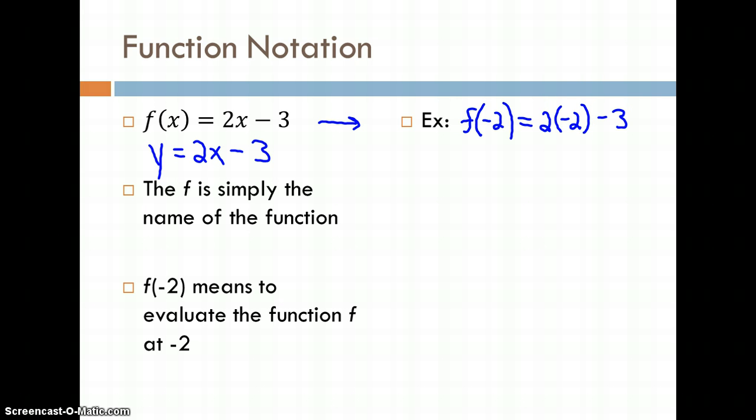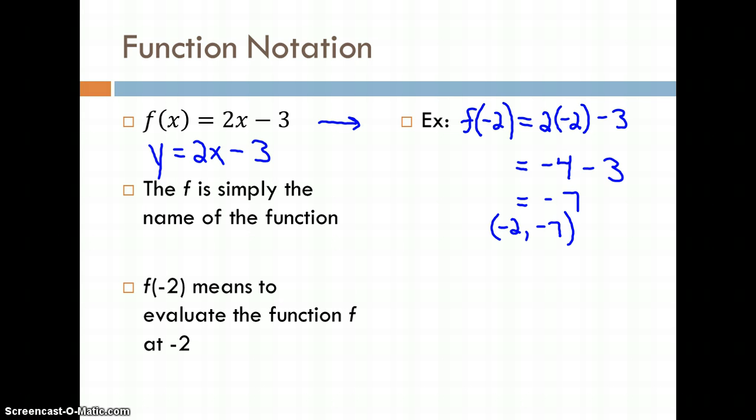Now we simplify. We don't do anything with the left side. We do nothing with that. 2 times negative 2 is negative 4 minus 3. Negative 4 minus 3 is negative 7. So f of negative 2 is negative 7. So if we wrote that as an ordered pair, we have negative 2 as our x and negative 7 as our y value, our input and our output.